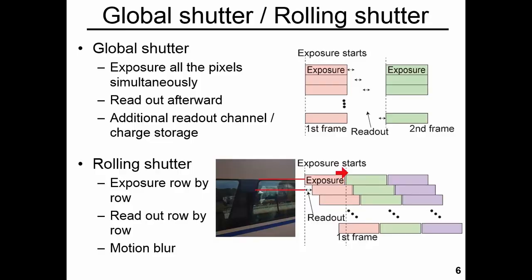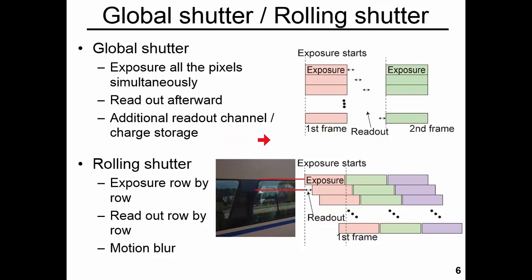For global shutter and rolling shutter, a global shutter exposes all the pixels at the same time and reads out pixel by pixel. So there will be no image distortions. But on the other side, you need an additional readout channel or charge storage.